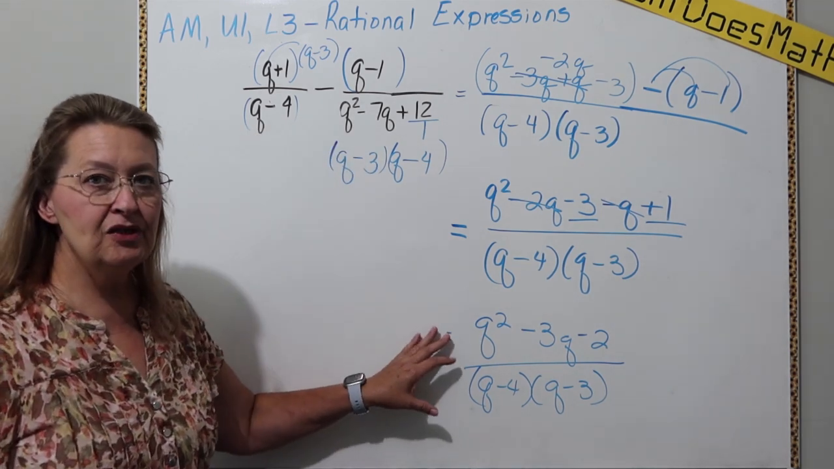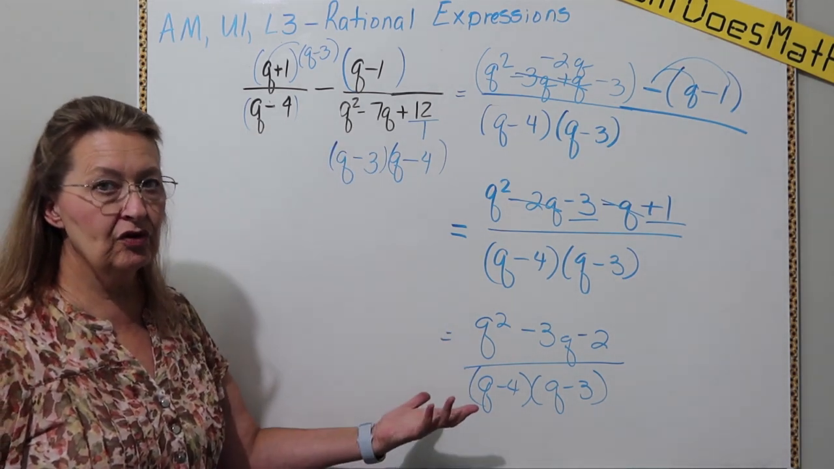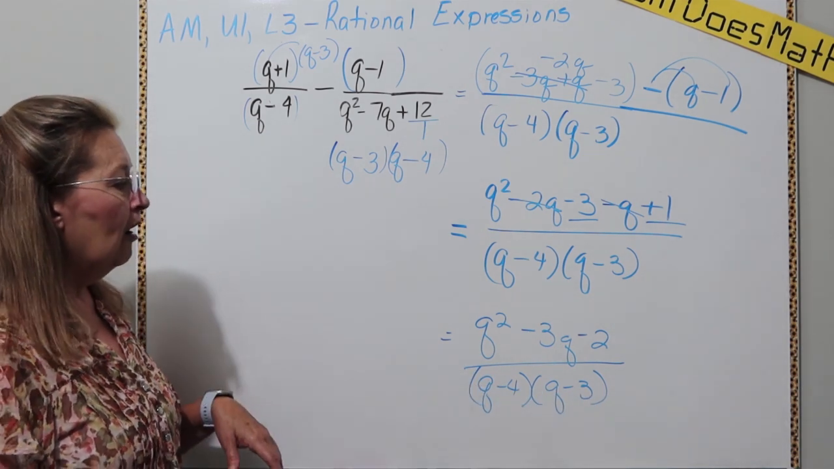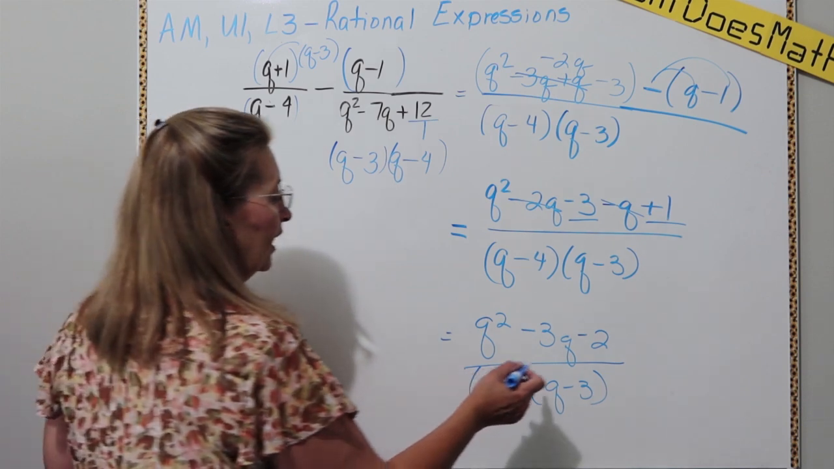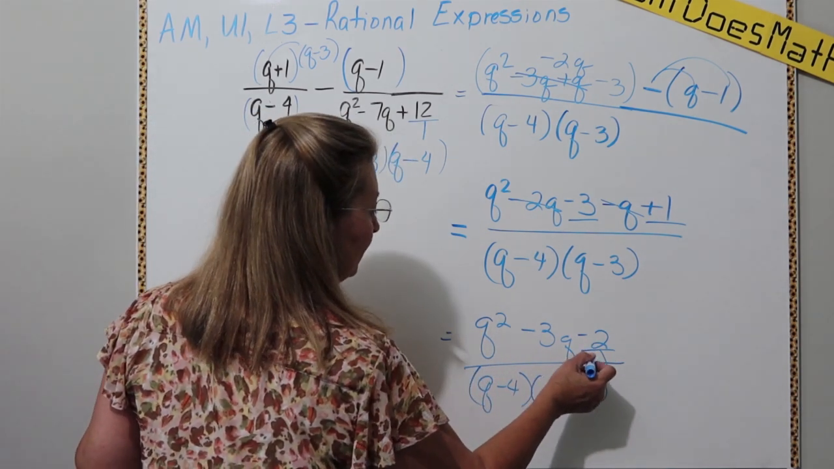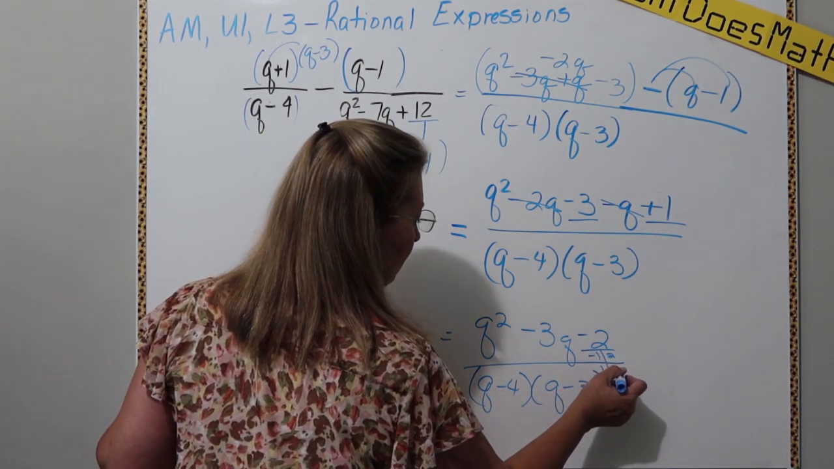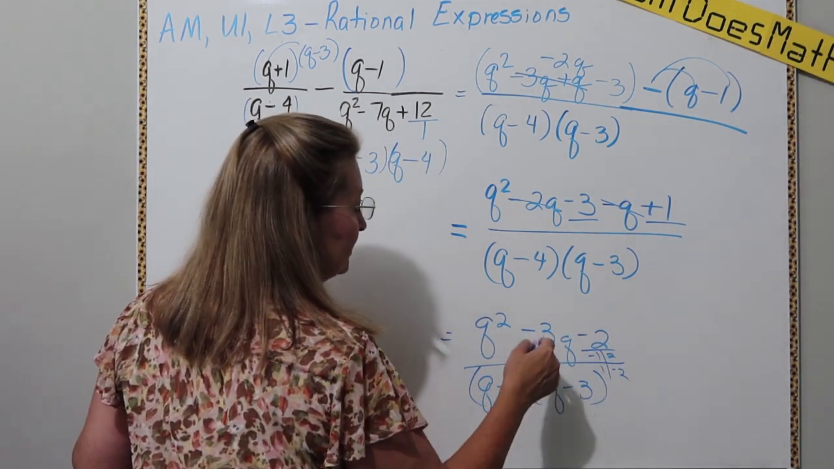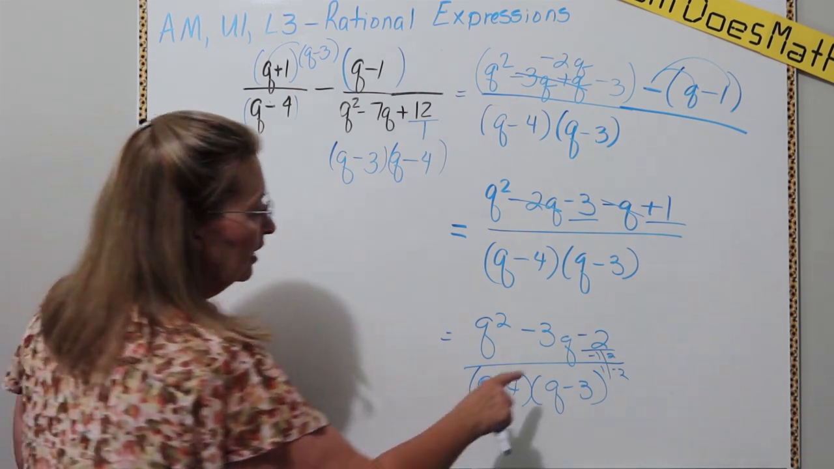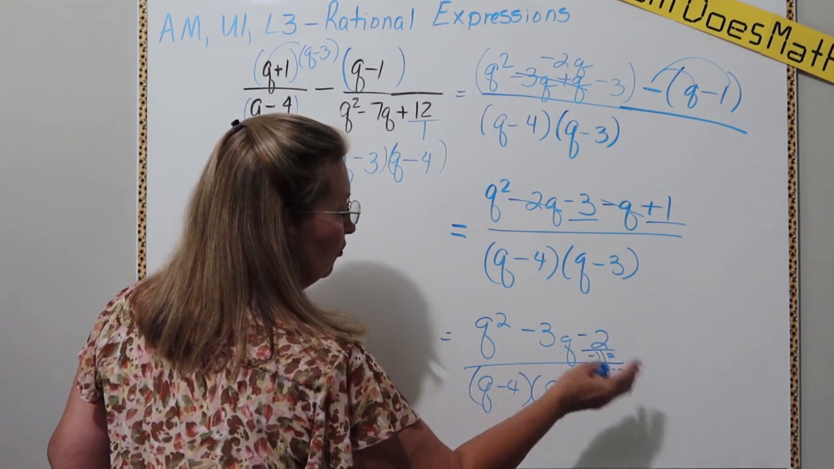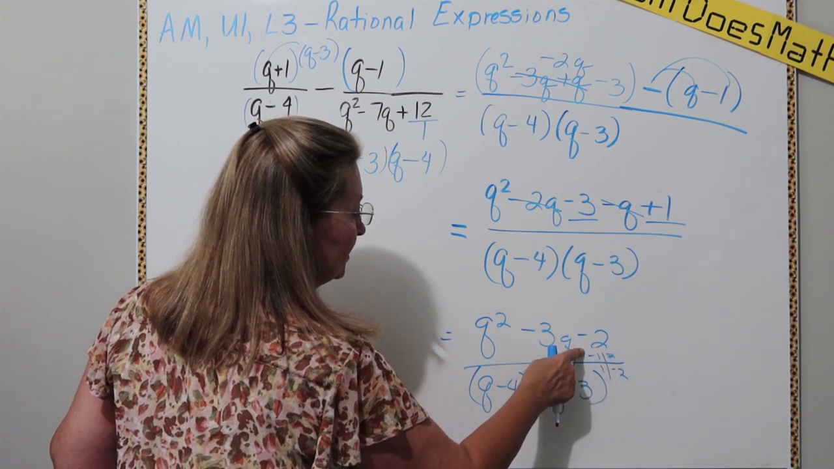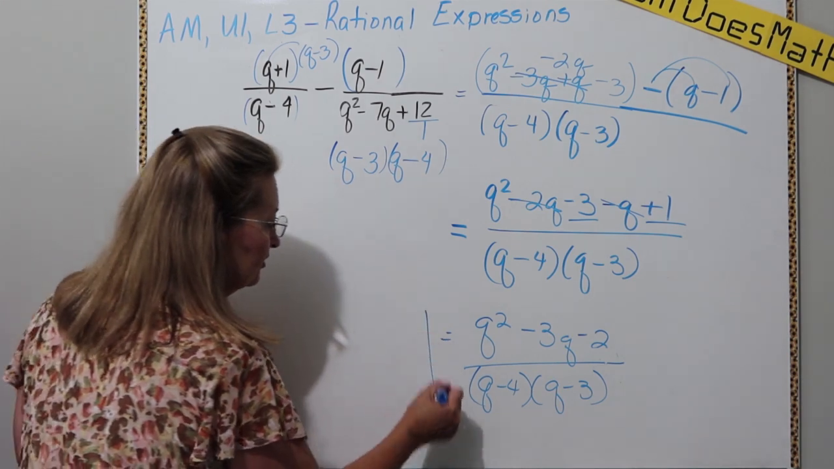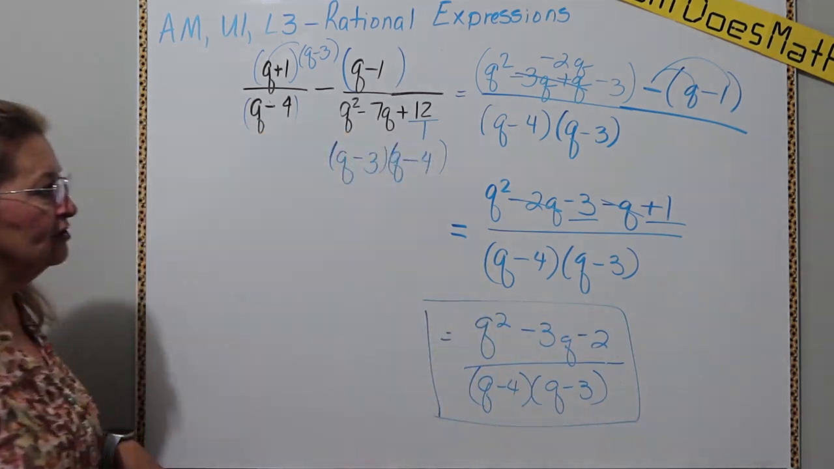Okay, I need to see if this numerator will factor because it might cancel out something with one of these denominator factors. All right, if it will factor, I'll be able to find a pair of numbers that will multiply to give me negative 2, negative 1, 2, 1, negative 2, and add up to give me negative 3. Well, neither one of these adds up to give me negative 3. Negative 1 plus 2 is 1, and 1 plus negative 2 is negative 1. So this is prime. It will not factor. So this is your final answer on that one.